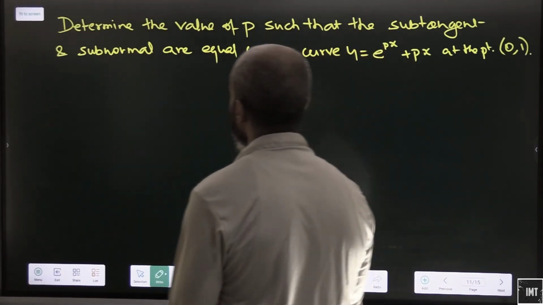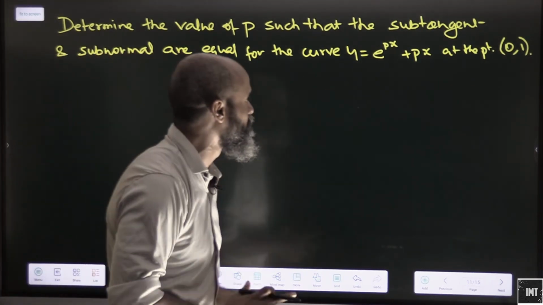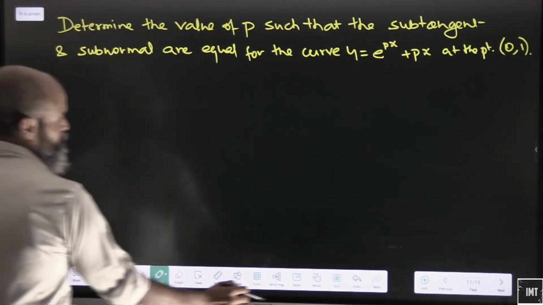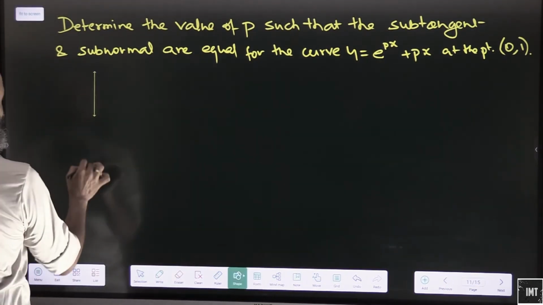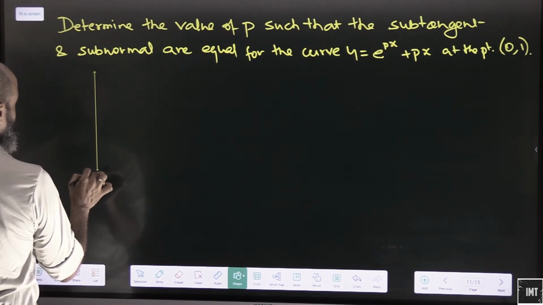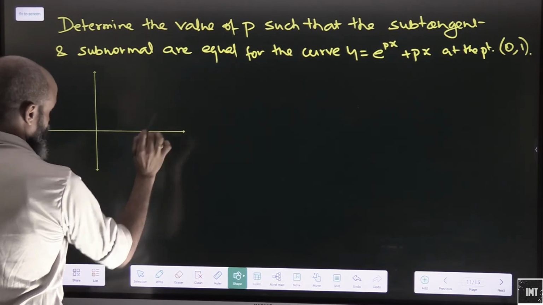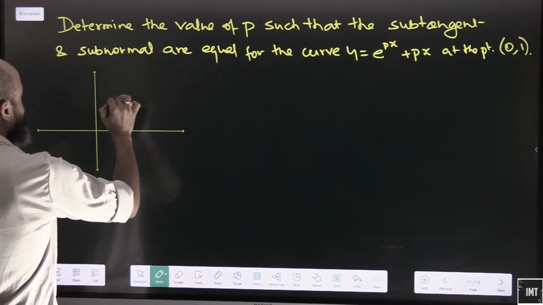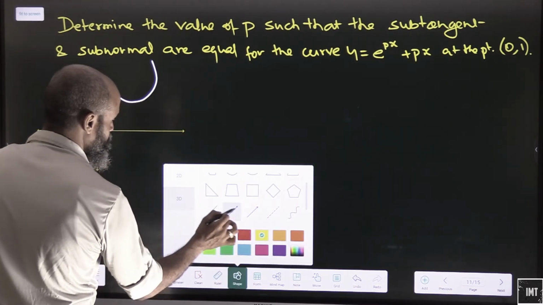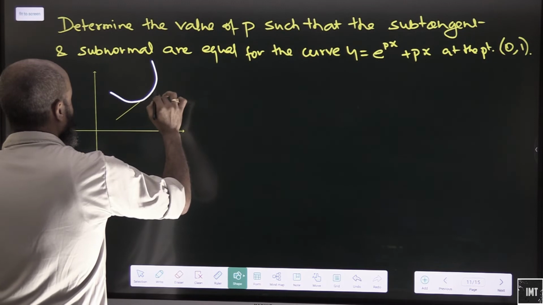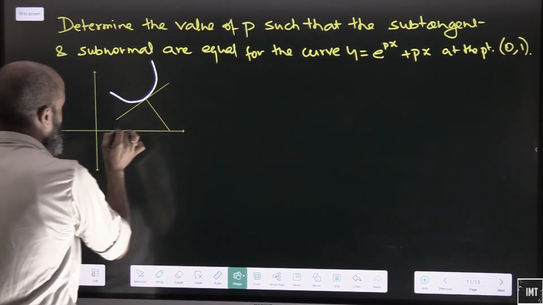Okay, let's move on to the other problem. Determine the value of p such that the subtangent and subnormal are equal to the curve. So let's first find out the value of the subtangent and subnormal. We have to find the value of p. Let's say this is a curve and we have a tangent at this place. So this will be the subtangent and this is the subnormal.